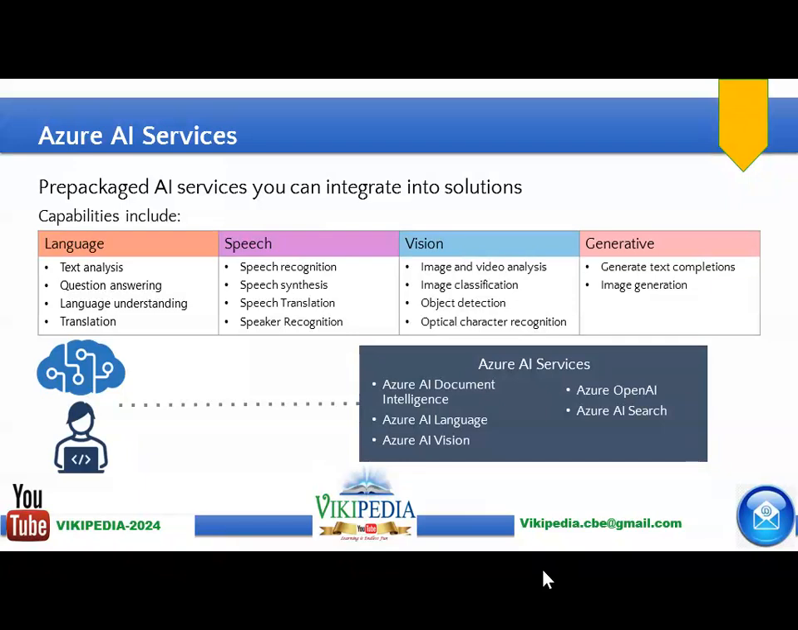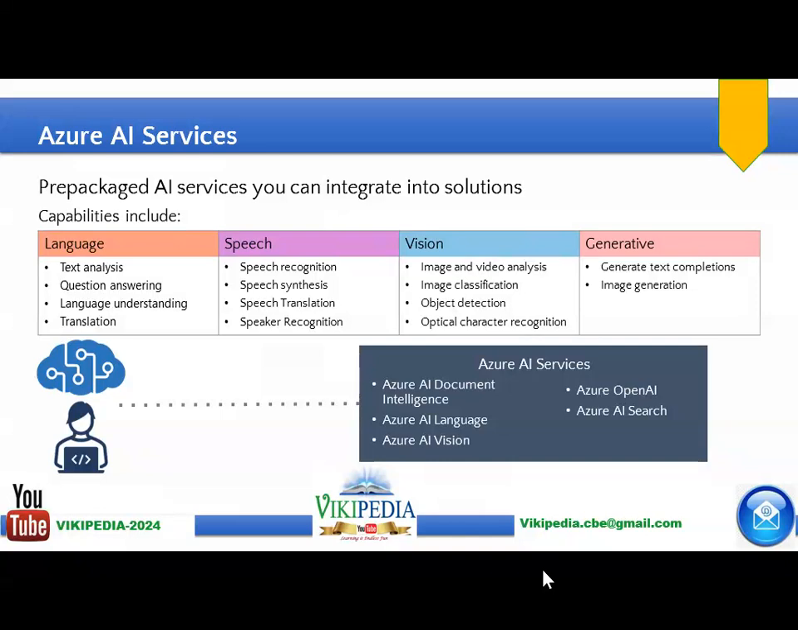Now, what kinds of services does Azure provide? Basically we can classify them into four different services: language service, speech service, vision services, and generative AI services. Language service is text analysis, for example, search query.